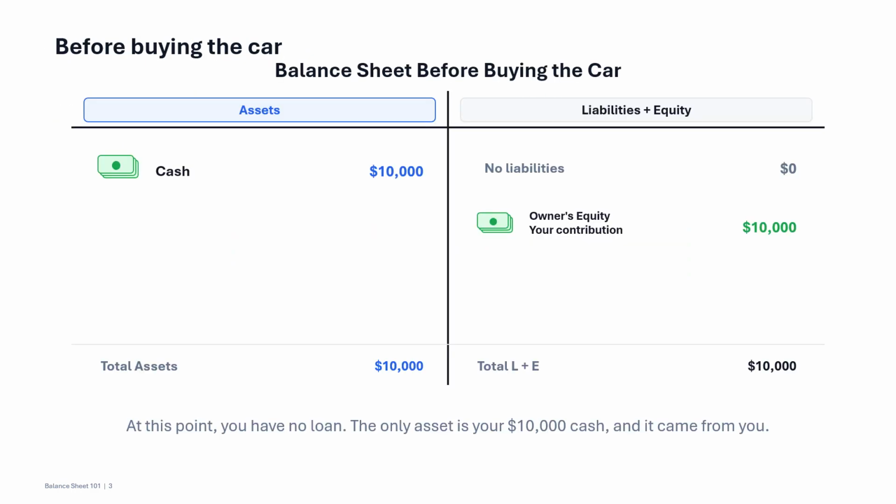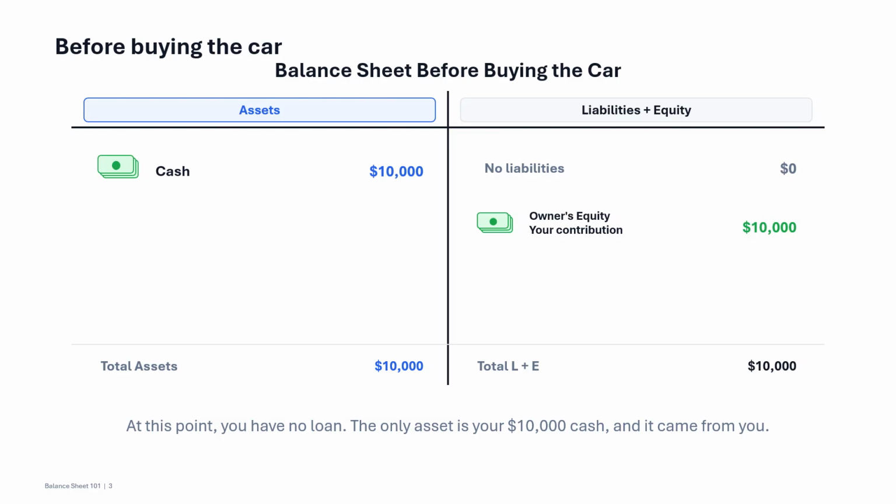Before buying the car, your balance sheet is very simple. On the left side, we have assets. Right now, your only asset is cash, $10,000. On the right side, we show where the asset comes from. You have no liabilities yet because you haven't borrowed any money. The $10,000 comes from you, the owner, so it's owner's equity. The balance sheet balances. Assets are $10,000. Liabilities plus equity are also $10,000.